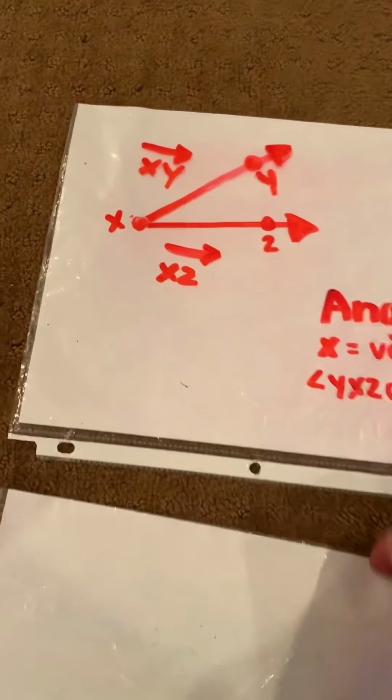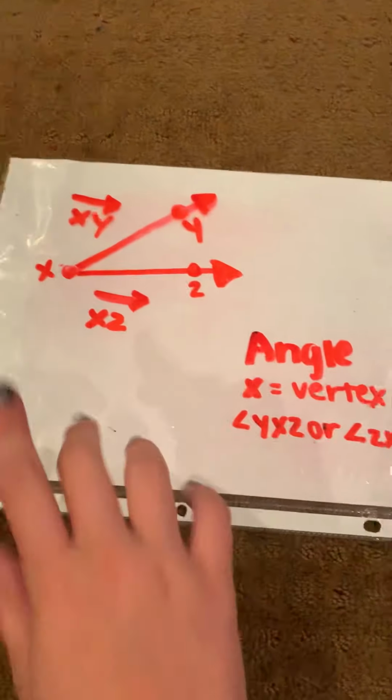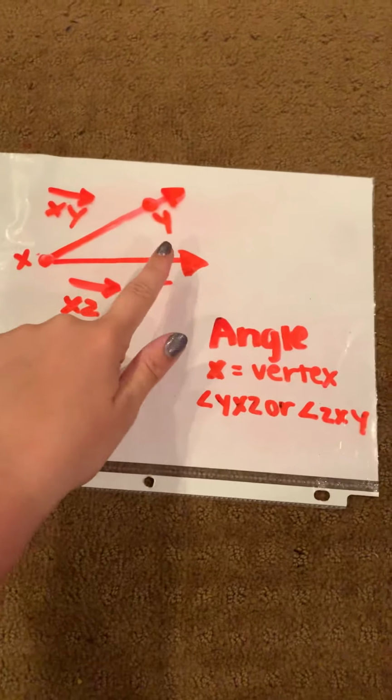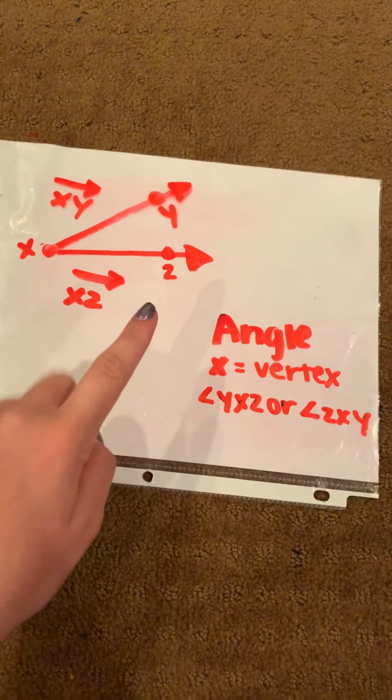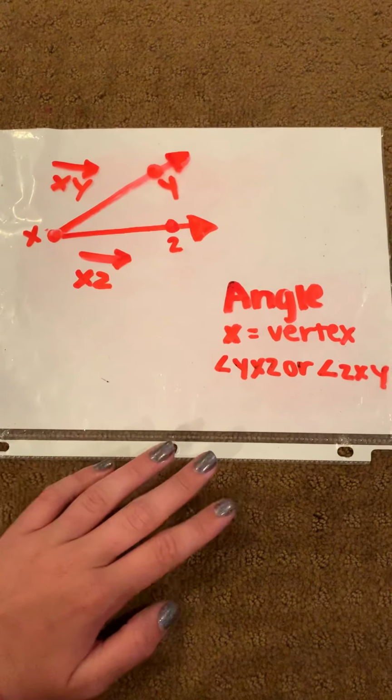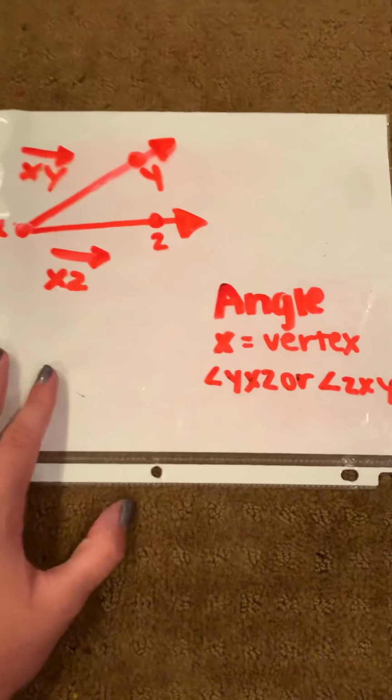And from this, we can see that x is the vertex of this angle, which is the vertex in between both of these rays. And when you have two rays that share the same vertex, that is a common definition of an angle.